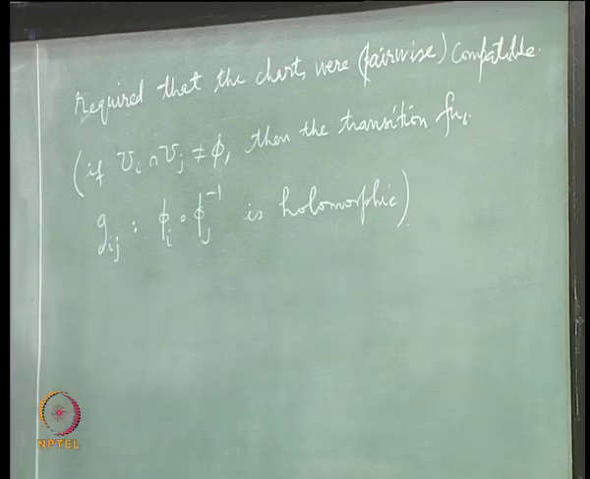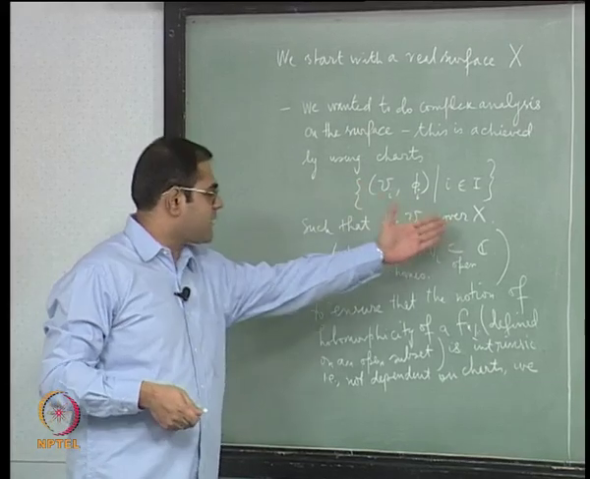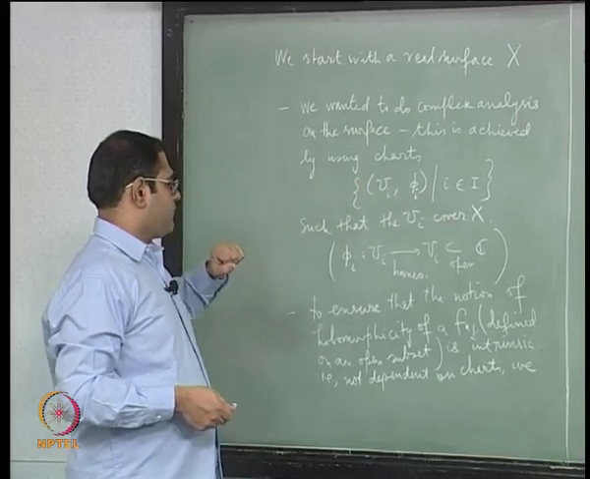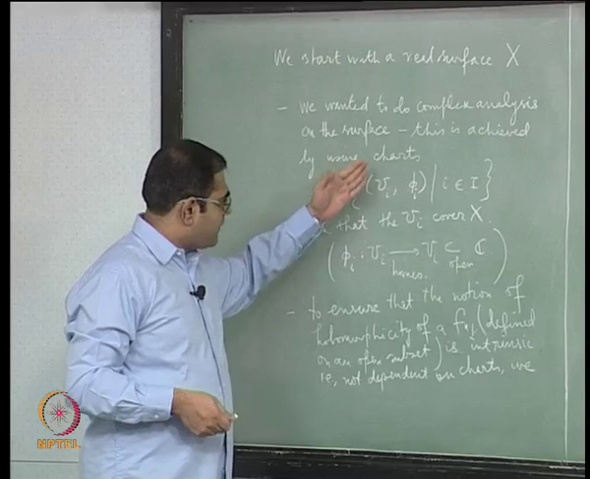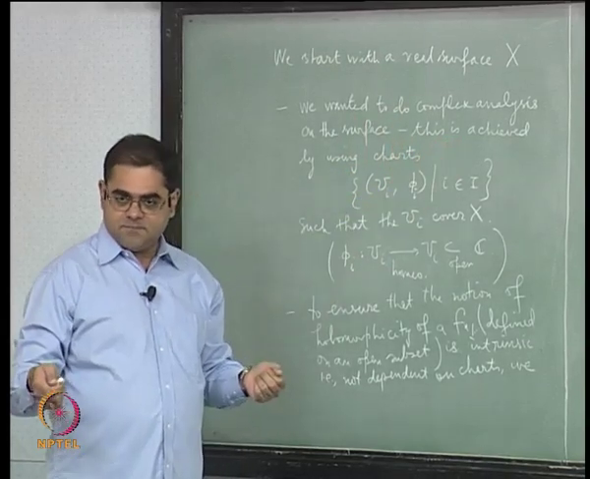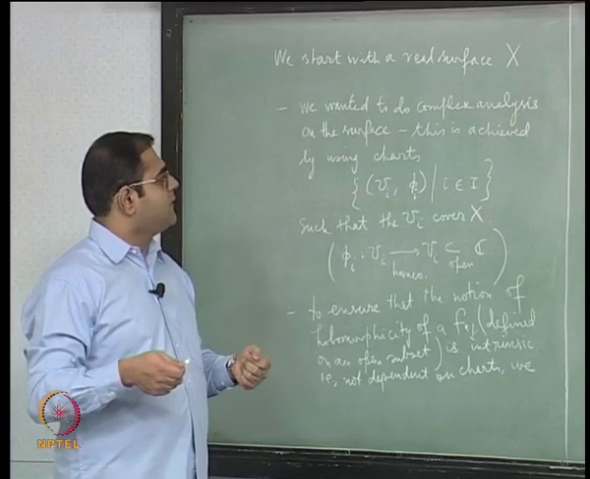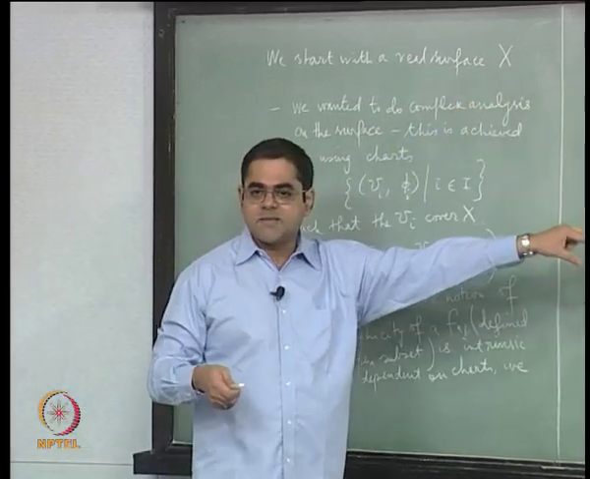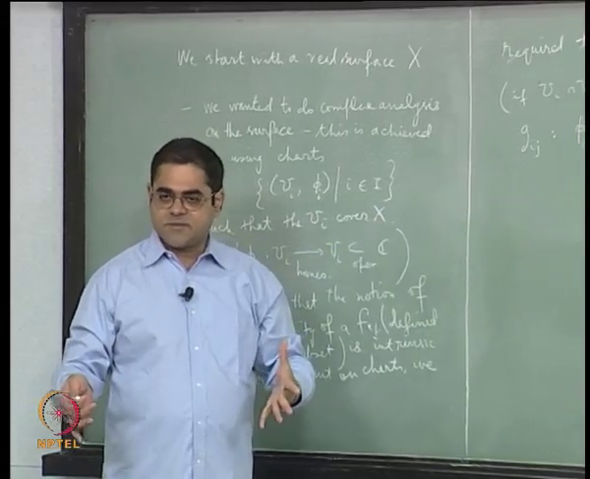And well, so once we are given a collection of charts which cover X, and when all these charts are pairwise compatible, then we call this an atlas, and we say that X along with that atlas is now a Riemann surface, right.